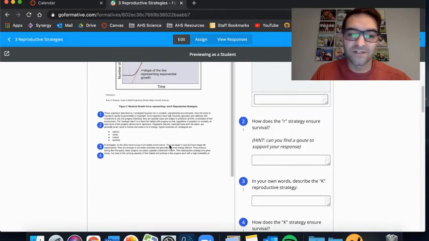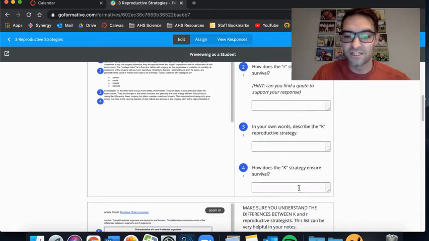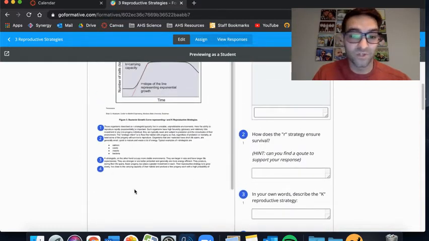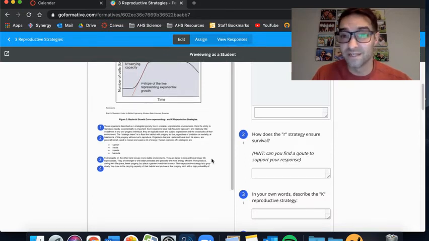Then you're going to do the same thing with the K strategy. In your own words, describe the K reproductive strategy and how the K strategy ensures survival. You're going to be looking at those two just within this first page. You're going to get quick explanations.